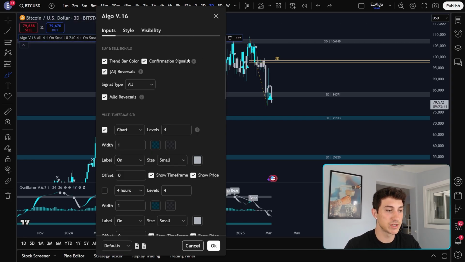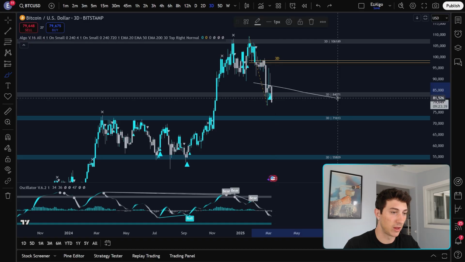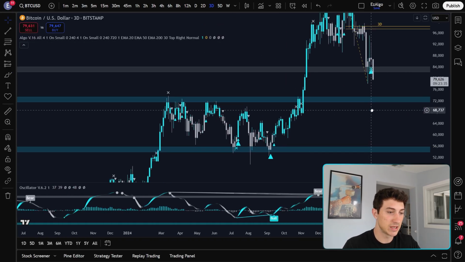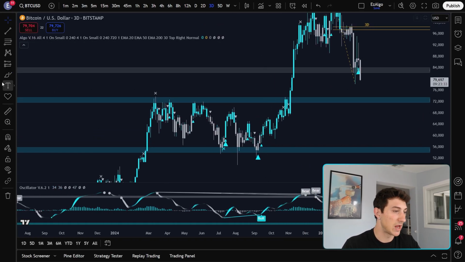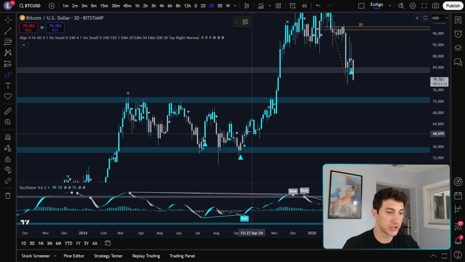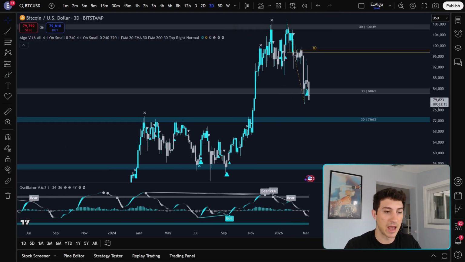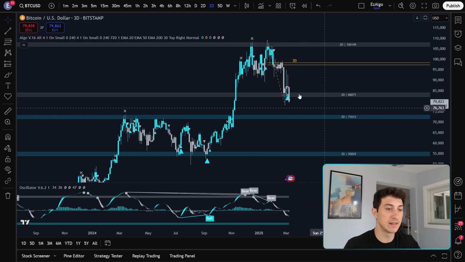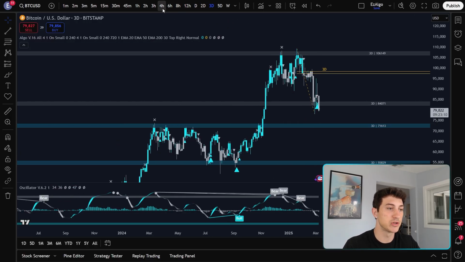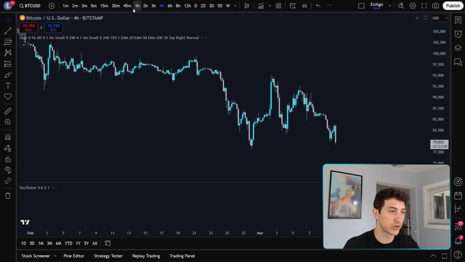Okay, the confirmation signals go along with the trend bar color. That's those little triangles that you see here, these blue and gray triangles. So whenever the trend bar flips from bullish to bearish, you will see one of those triangles. Okay, personally, I would keep these on. I do like to use the trend bar color and the confirmation signals to find an entry. So I don't really use these on a higher time frame. If anything, I'll use key levels from a higher time frame and then drop down to a lower time frame to find an entry with those signals.